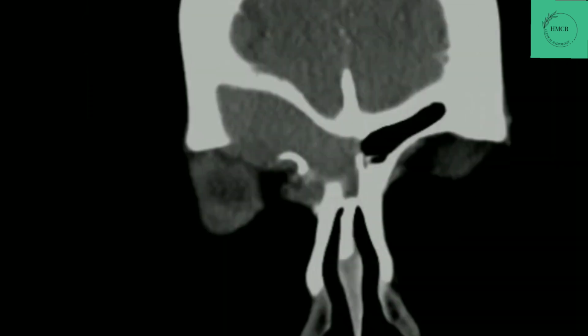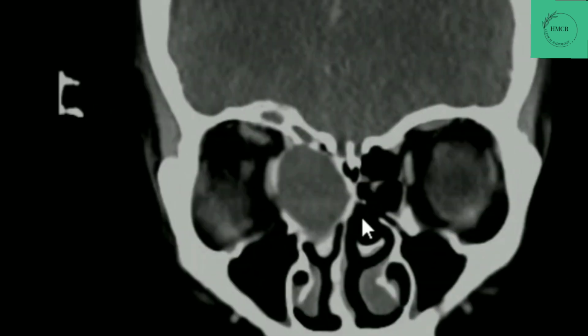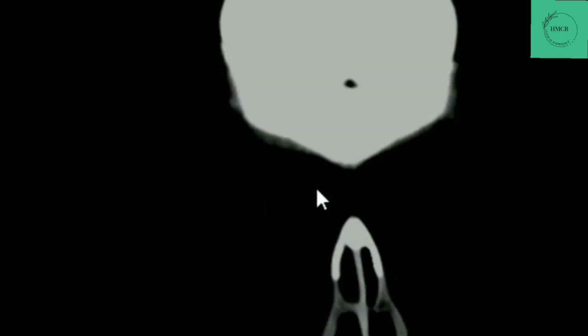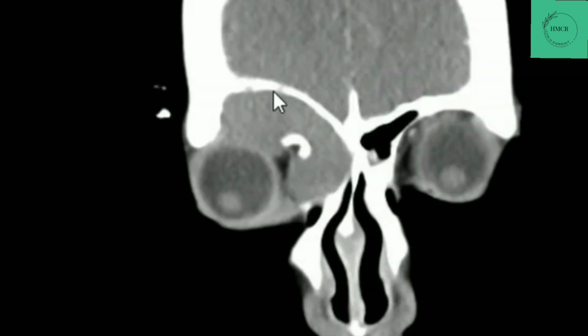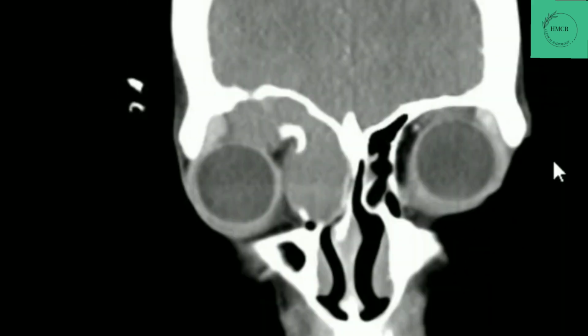This is the soft tissue window. Here we can see there is no evidence of any enhancement within this soft tissue opacification. The posterior wall is intact and there is no evidence of any intracranial extension. So these are the typical imaging features of mucocele of right frontal sinus.